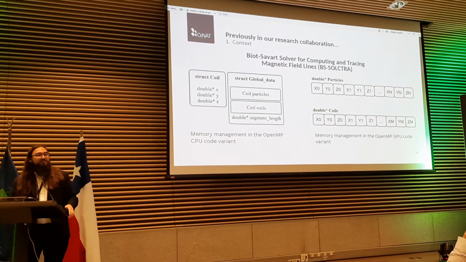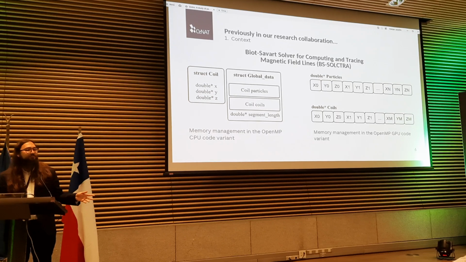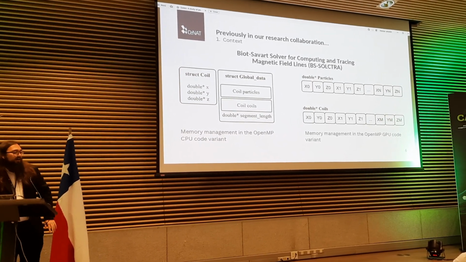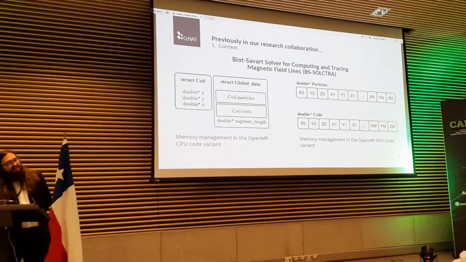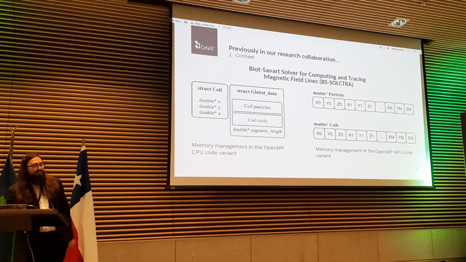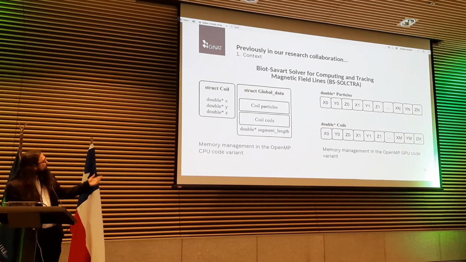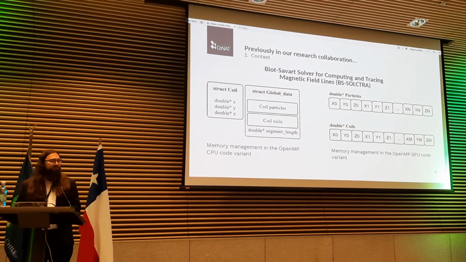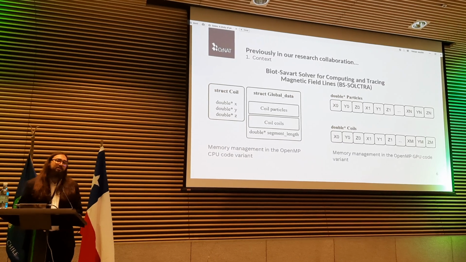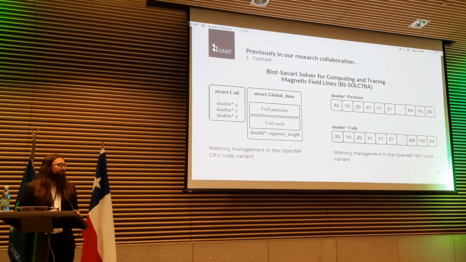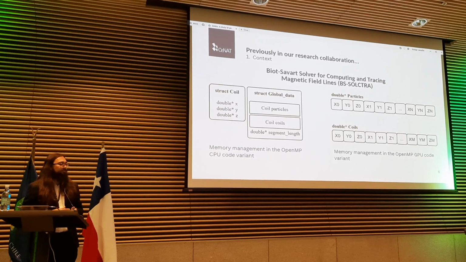So previously, as part of the design of the SCR1 stellarator we saw earlier, our team developed the BS-Ultra, or Biot-Savart solver, for computing and tracing magnetic field lines. And this was originally designed to run on CPUs, and the data layouts were the ones we have on the left-hand side here. So we had basically some structs of arrays, where we have 3 arrays representing the coordinates or spatial positions of each of our structures.